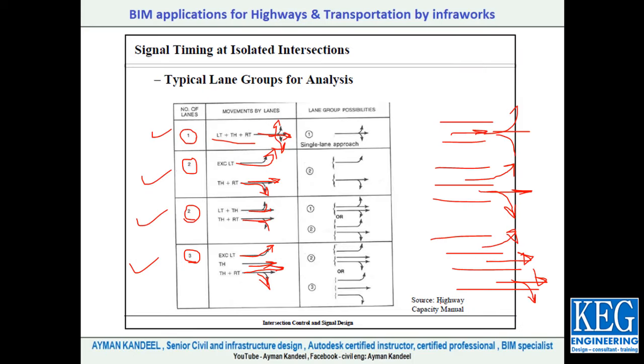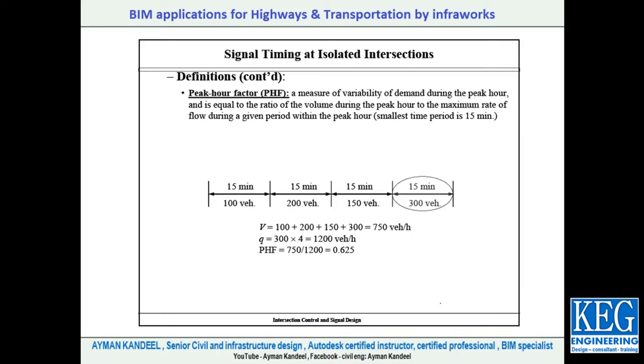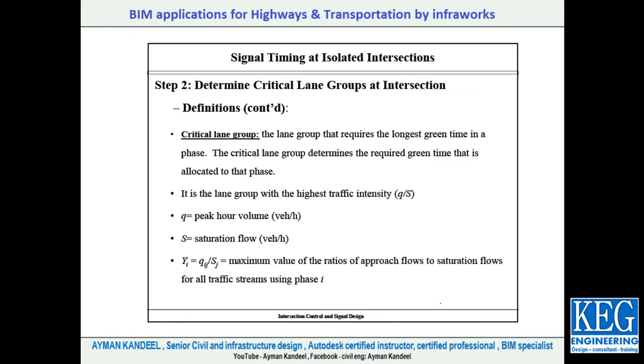So after determining the lane group for analysis, we will go to determine the critical lane groups at the intersection. What is the meaning of critical lane group? The critical lane group is the lane group that requires the longest green time in the phase. The critical lane group determines the required green time for each phase. So this is used to determine the time of green color that is allocated to that phase.